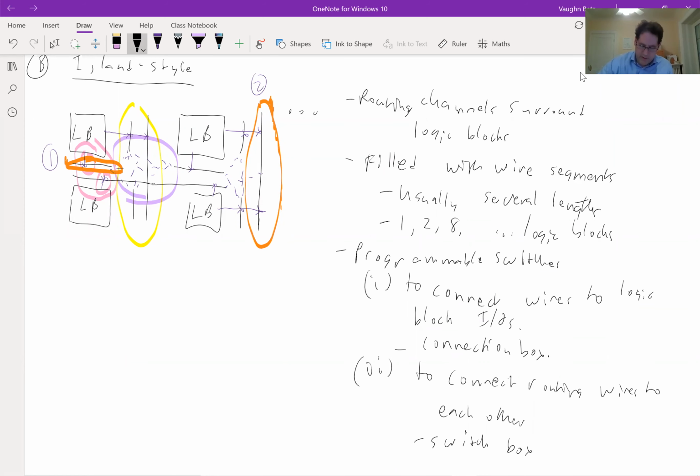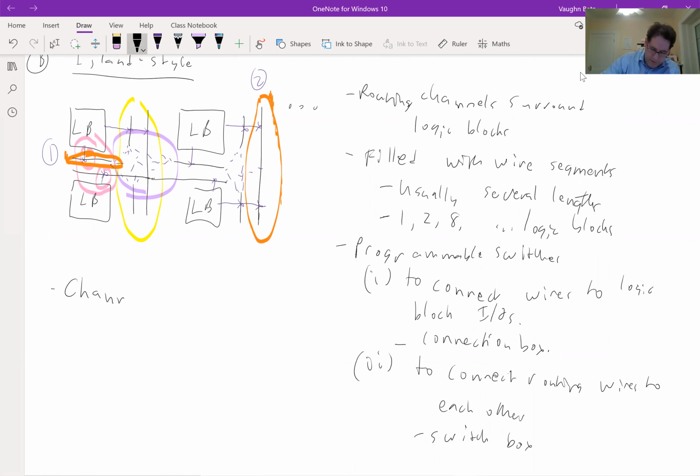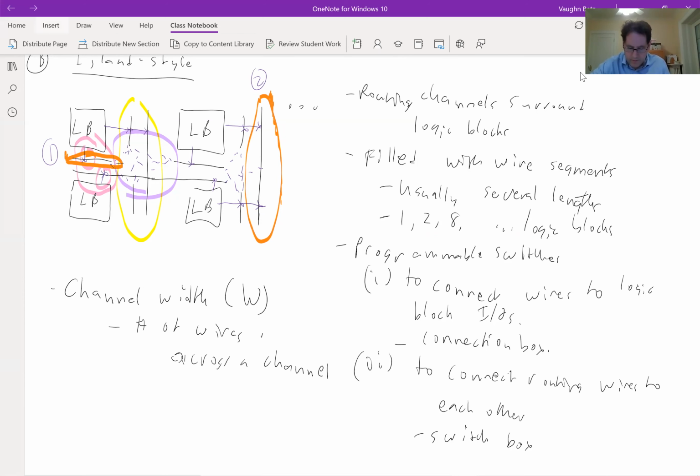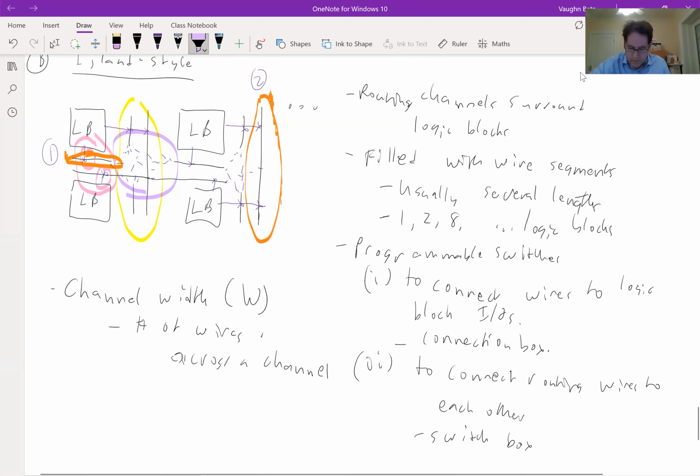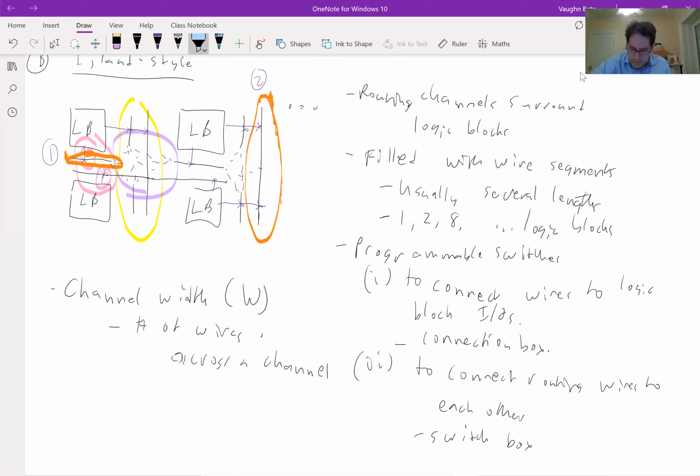Okay, the last important thing is the channel width. I'll write it here. The last piece of terminology is the channel width, which we give the symbol W, and it's the number of wires in a channel. Well, or the number of wires, let's say, across a channel. So for example, on this, that would be one channel.